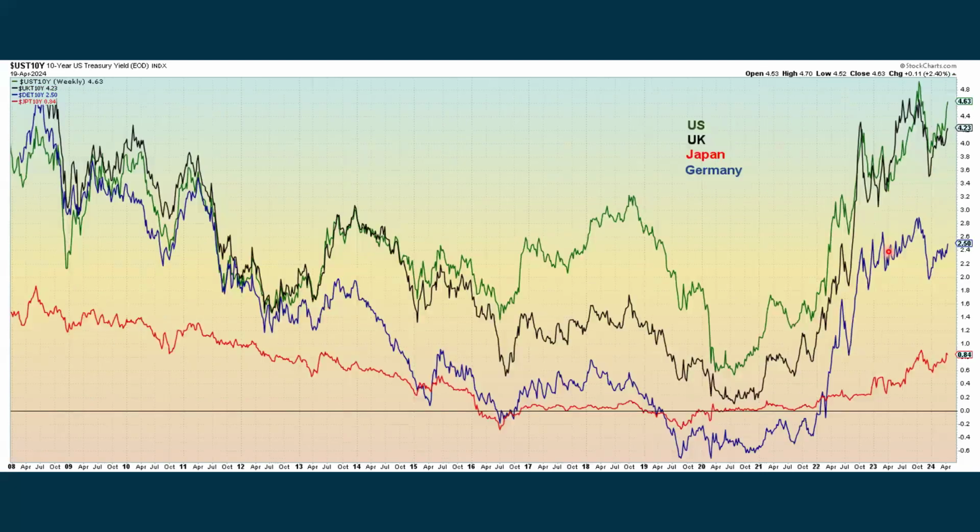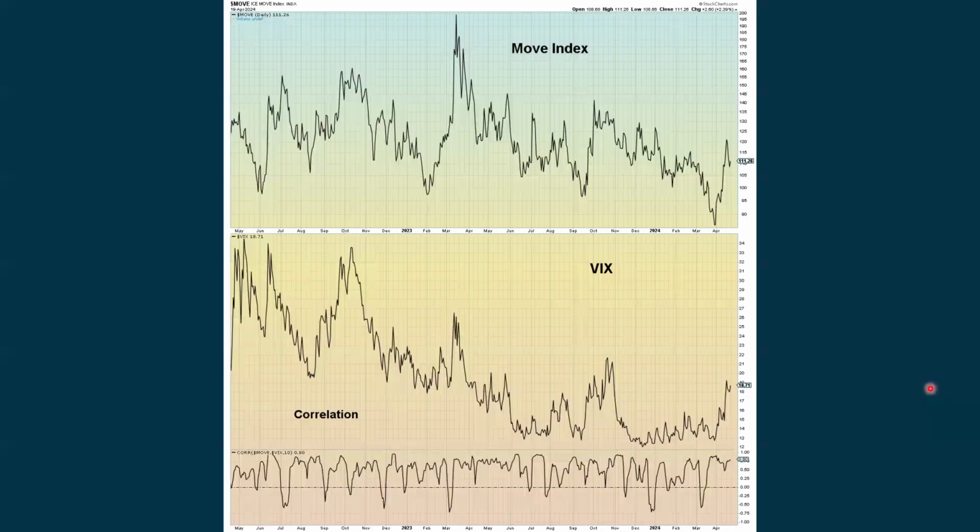This is a weekly chart looking internationally, where US rates are the highest, followed by UK rates, and then German rates, and then the red line are Japanese rates. We look at a thing called the MOVE Index, which measures the volatility of bonds, where it's really been going up as bonds have been going down.